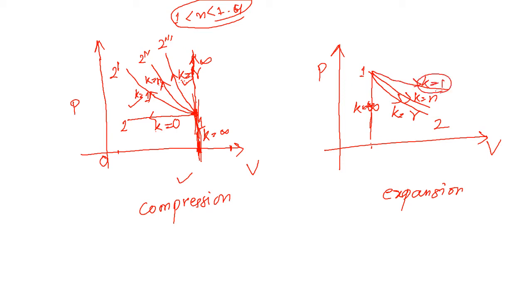Do you understand? This is K equal to 0. Why? This is the constant pressure line. So this is the polytropic process. This is for expansion, this is for compression. Compression means volume decreases, you see volume decreases in the leftward direction. Expansion means volume increases, so all the curves are moving rightwards.